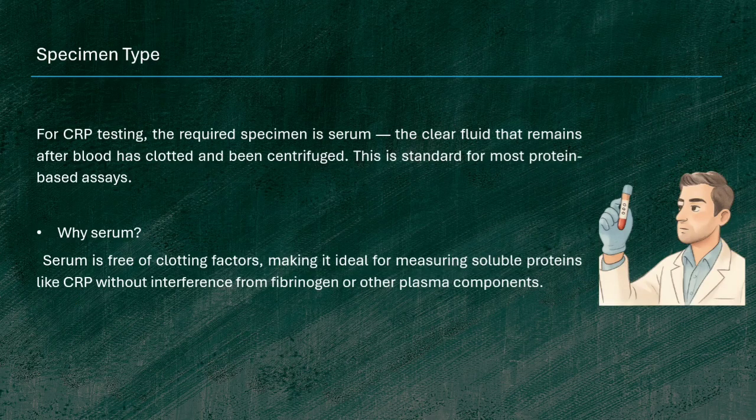For CRP testing, the required specimen is serum, the clear fluid that remains after blood has clotted and been centrifuged. This is standard for most protein-based assays. Why serum? Serum is free of clotting factors, making it ideal for measuring soluble proteins like CRP without interference from fibrinogen or other plasma components.